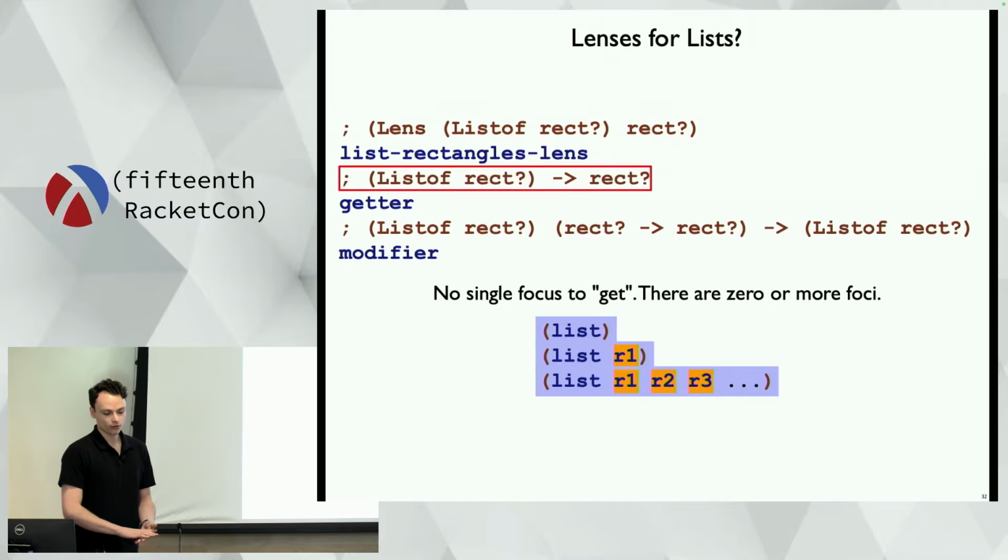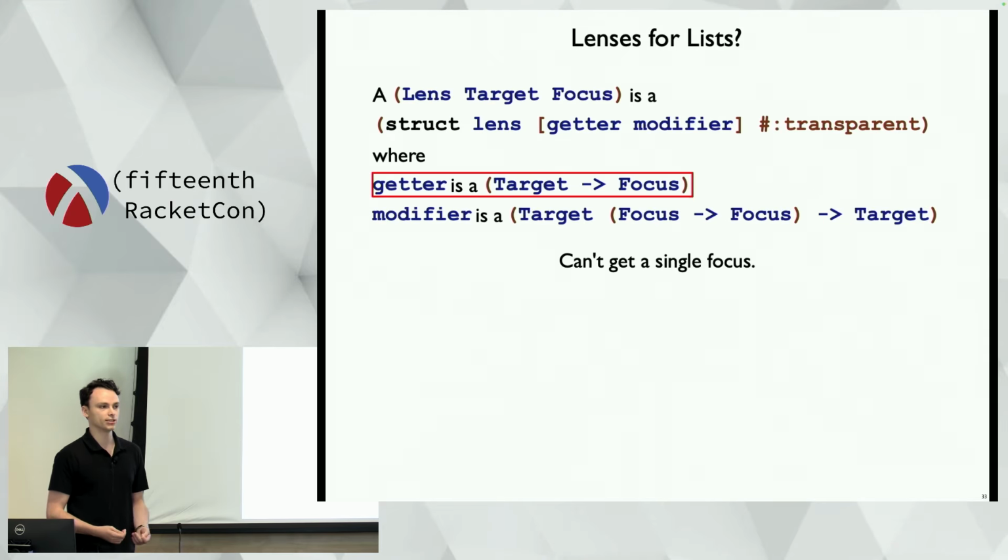Okay? So if we look at the signatures for the lens that this would be, we have a getter which takes in a list of rectangles and returns a single rectangle, which is in general not possible, because if you have the empty list, you don't have a rectangle to return. So clearly, lenses are not the right abstraction for this, because we cannot implement a getter, because there may not be a value for the focus.